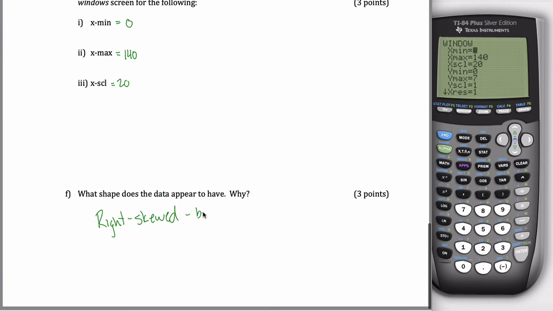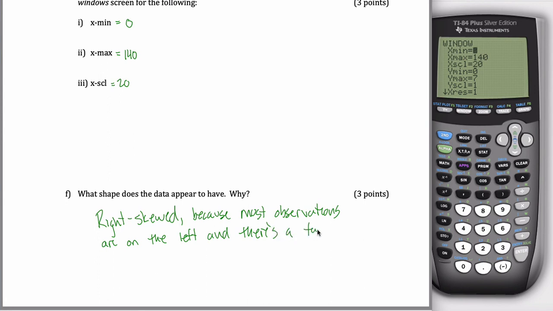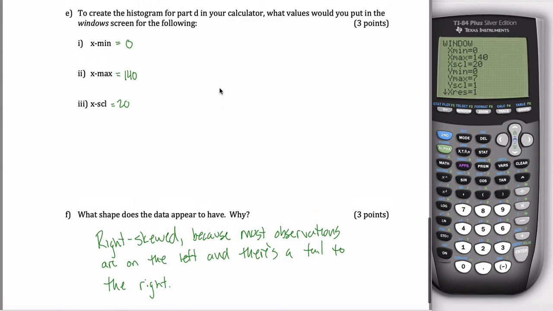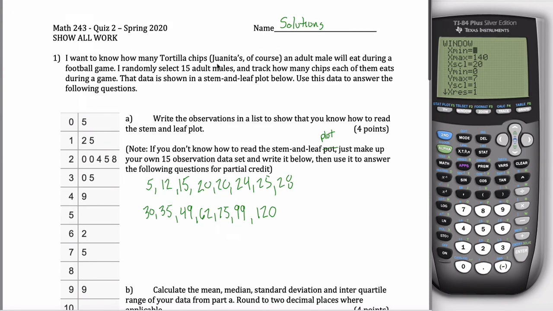Why? Because most observations are on the left. And there's a tail to the right. And if you just said right skew because there's a tail to the right, that's fine too. Whatever. You understand the idea. That's all I'm looking for. So that is the end of this quiz.